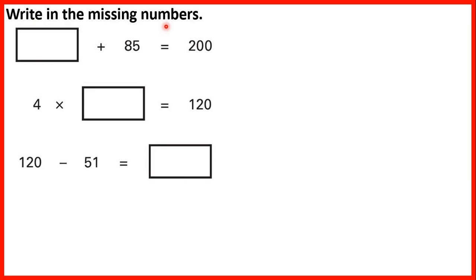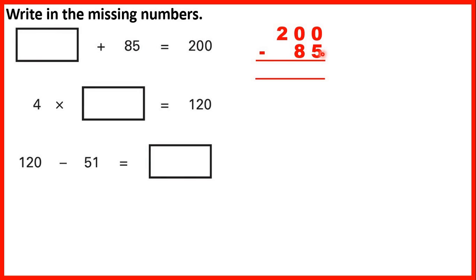Write in the missing numbers. First, we have something plus 85 equals 200. So if we have a missing number addition problem, we can subtract to find the missing number. So work out 200 minus 85.